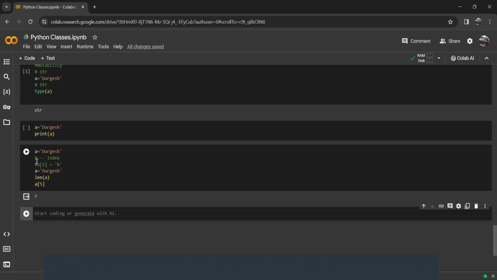Now, there is something known as in. How many of you know about the in clause in SQL? Like there is an in clause in SQL. How many of you know about that?